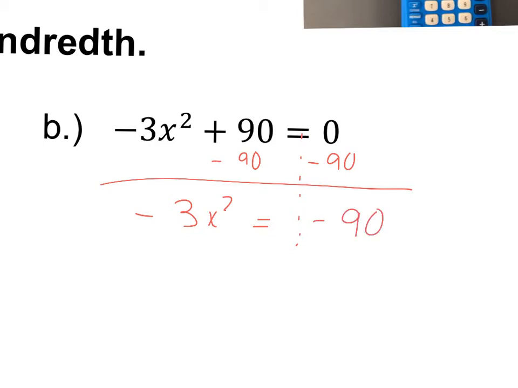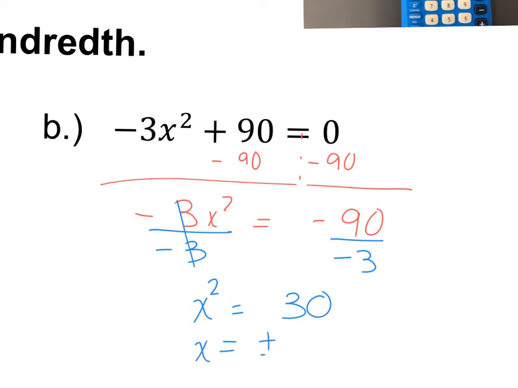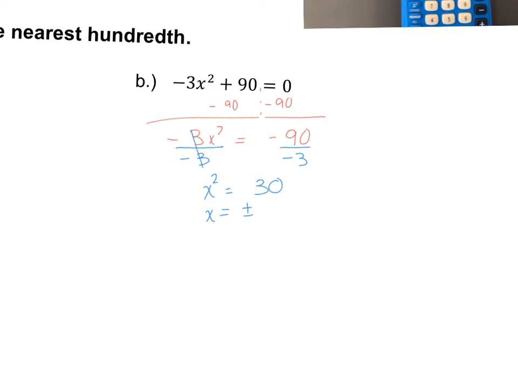You can't stop there, because what's the next step? Divide by negative 3. And when you divide negative 90 by negative 3, you get positive 30. When you take the square root of 30, it's positive and negative 5.477, which rounds to 5.48. Excellent.